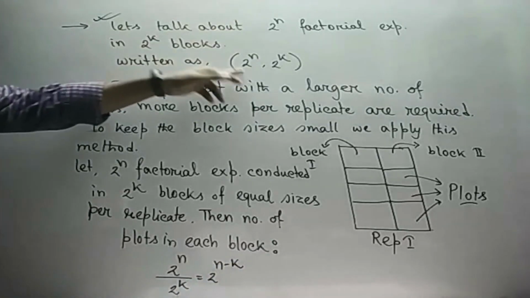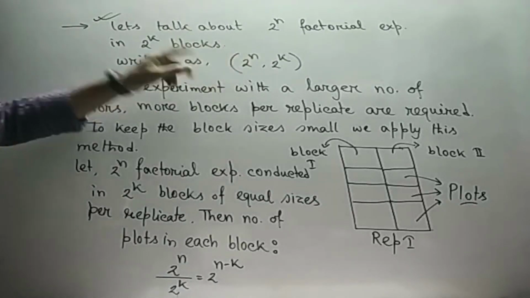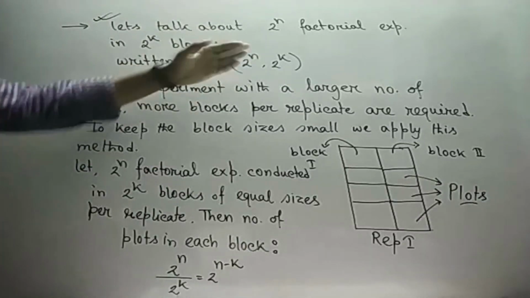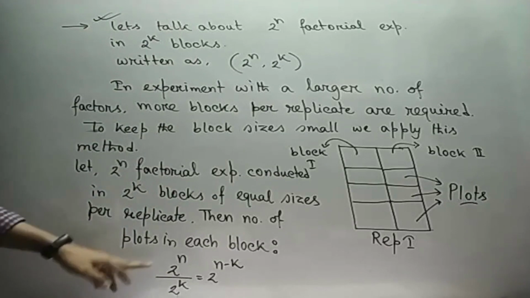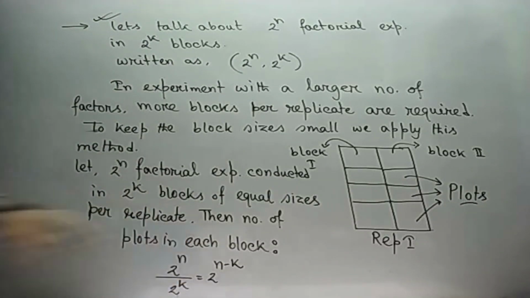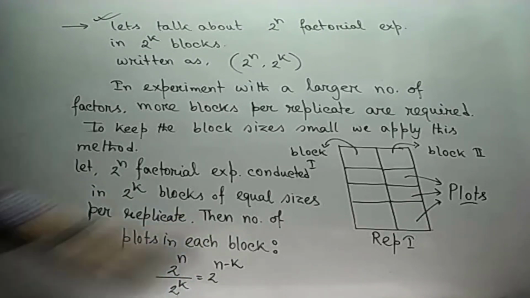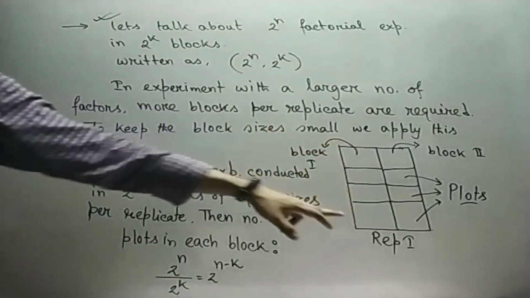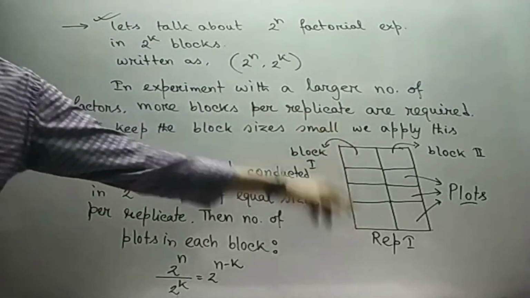Okay, so if we have a 2 to the power n factorial experiment, that means we have n factors, each and every factor has two levels, and we have distributed these 2 to the power n treatment combinations into 2 to the power k blocks, then each and every block will have 2 to the power n minus k plots. That means we have 2 to the power n minus k treatment combinations in each incomplete block. So these blocks are called incomplete blocks, these are not complete blocks. And why are these incomplete blocks? As all the treatment combinations are not in each block.